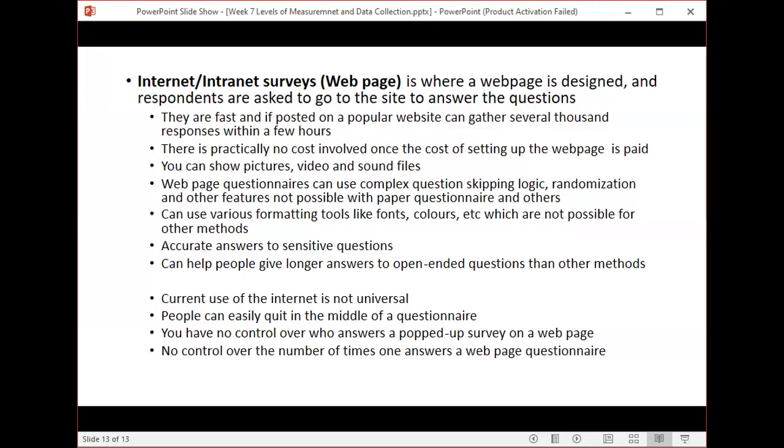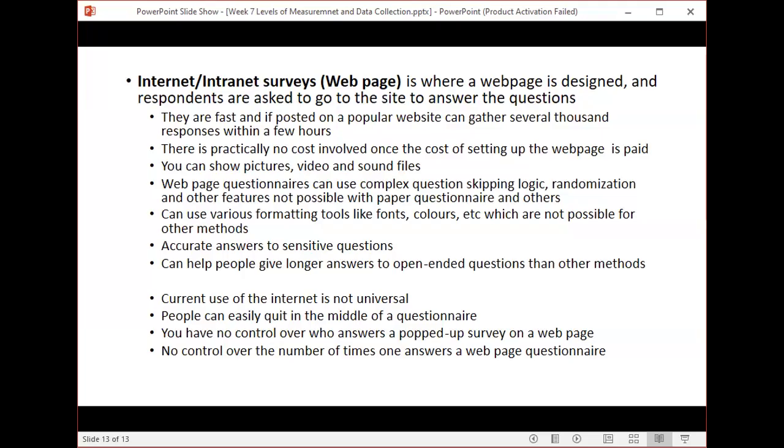So long as you set it up and pay the host, everything is working. You can show pictures, videos, sound files, and web-based questionnaires can be as complex as you want because you can put in all the logic, the algorithm, whatever you need, randomness. So you can do randomization with it. It's not everybody that will get to answer the questionnaire. You can randomize it and it pops up on people's screens randomly.